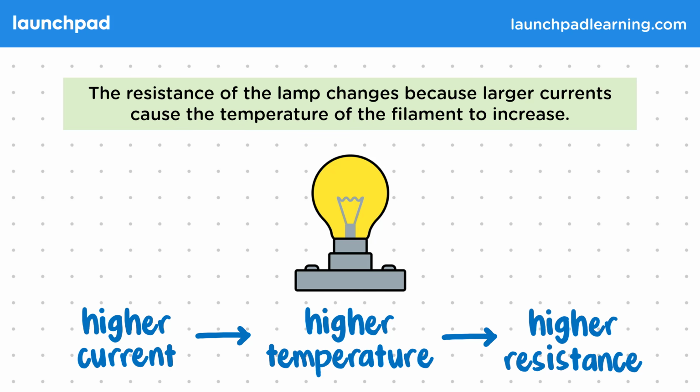You don't need to know why this happens at GCSE, but make sure you can recall that the increase in resistance is caused by this increase in temperature.